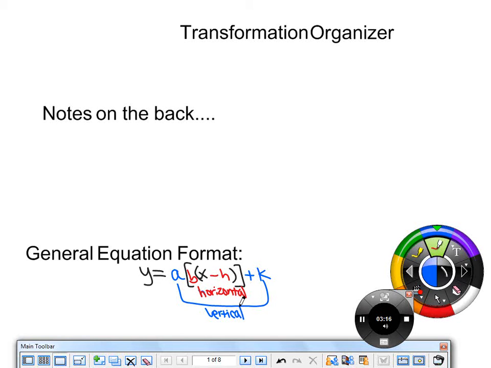So basically, if A is negative, there's a certain kind of reflection, and if B is negative, there's a certain kind of reflection. So right underneath this, go ahead and write reflections. And then we're going to make 2 notes about what the horizontal ones are and what the vertical ones are. Okay.